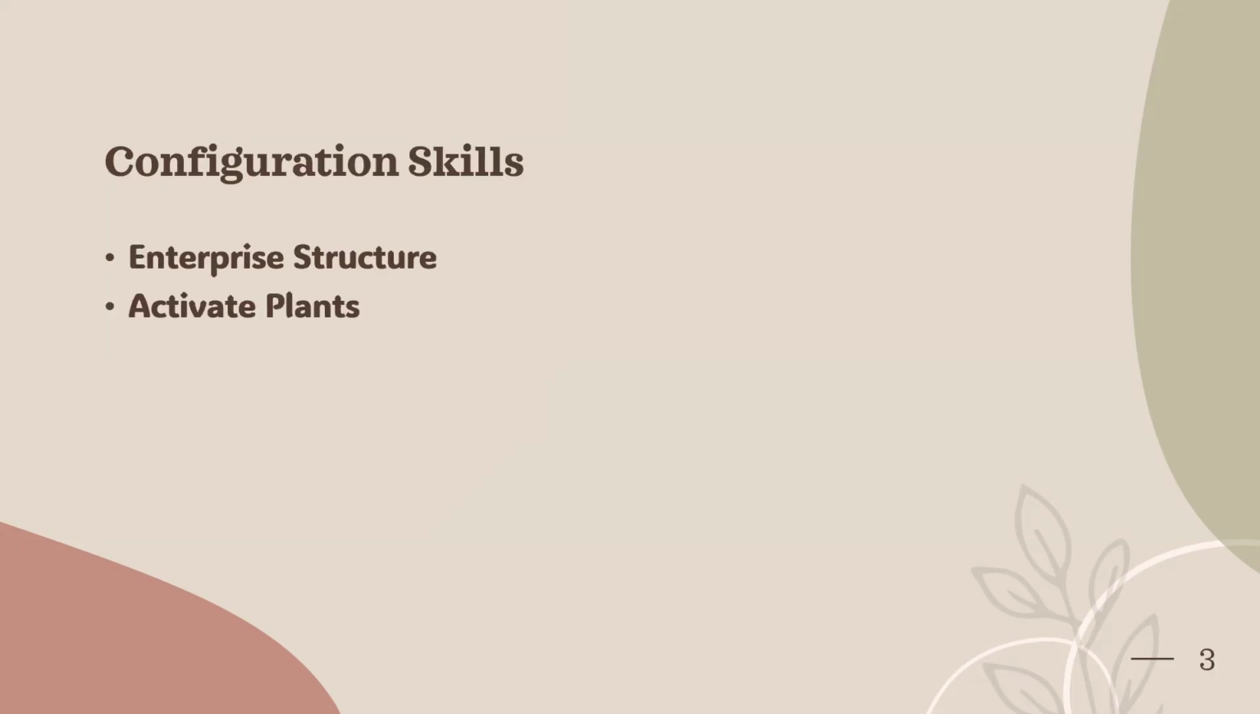Second skill is configuration skill. Enterprise structure, activate plant, number ranges for purchase order, number ranges for purchase requisition, number range for scheduling agreement, number range for RFQ, all these are configuration skills. Activating plant, deactivating plant, creation of purchase organization, everything in SPRO system. That is configuration. Whatever you do in SPRO settings, that is configuration.